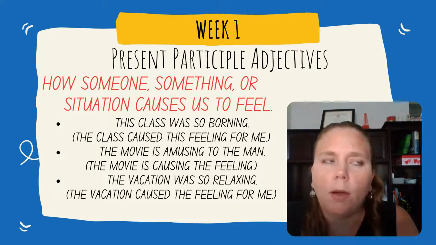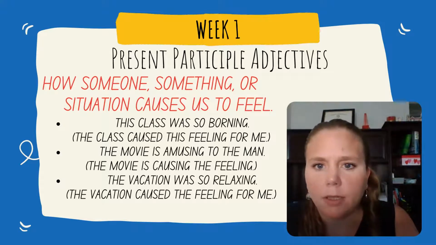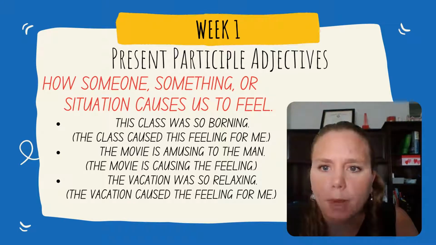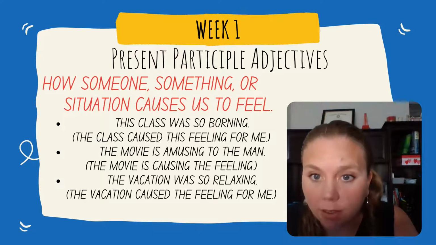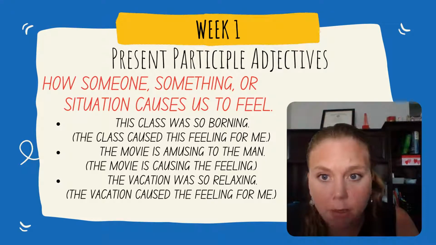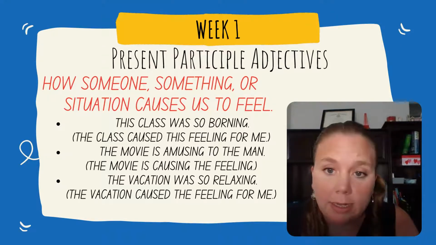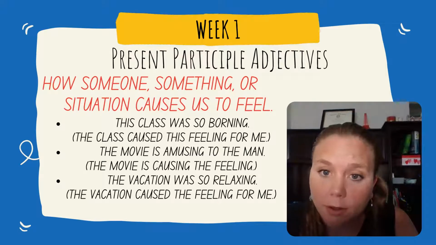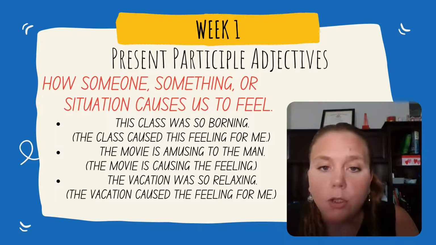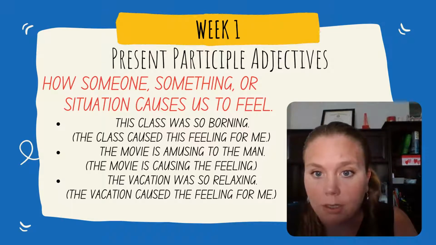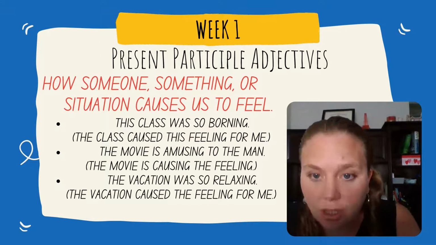Okay, guys, so now we're going to learn about present and past participle adjectives. Now, why do we call them present and past participle adjectives? Present participle adjectives are the ones that end in ing, and past participle adjectives are ones that end in ed, or if they are irregular, they're in the past participle. So, for example, right now we're going to talk about the present participle, the ones that end in ing.